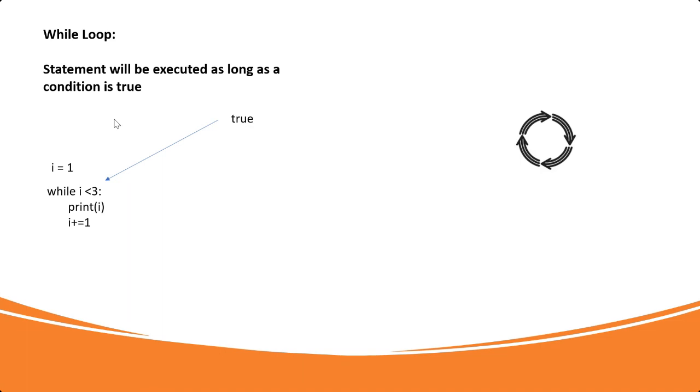So I is less than 3, that means I is what? 1. 1 is less than 3, condition is true. So as you can see, statement will be executed as long as the condition is true. So that means print of I. That means in the background 1 will be printed. As you can see on the right hand side, I am trying to print 1 over here, right? Now, after that, we are saying please increment the value of I by 1.